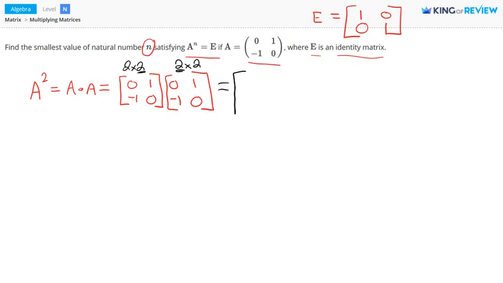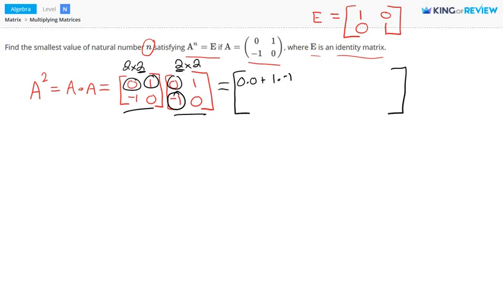So let's work out the math for that. When you multiply two matrices together, you multiply corresponding entries in the first row of the first matrix times the entries in the first column of the second matrix and add those two products together. So what do we have for our first entry? Our first entry is going to be 0 times 0 plus 1 times negative 1. That's how we set up the first entry.